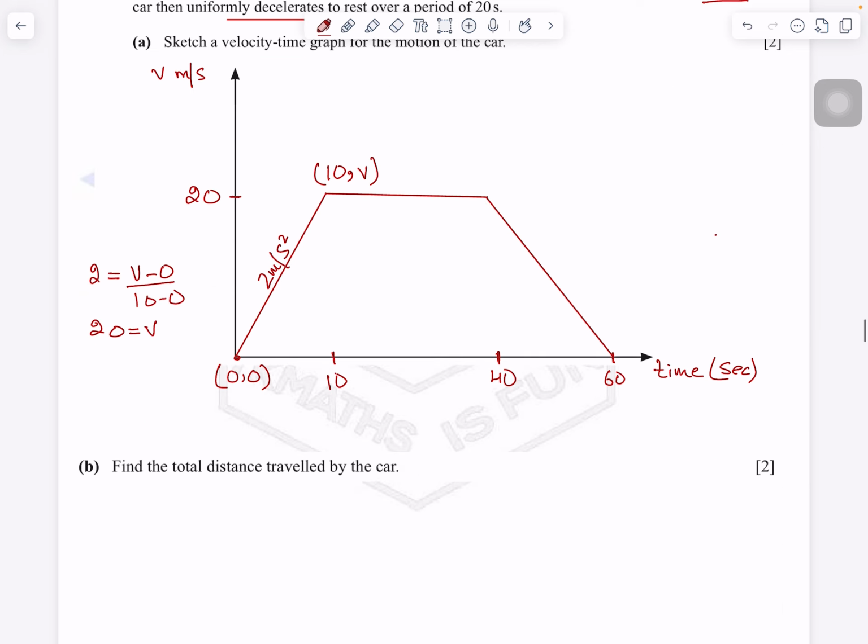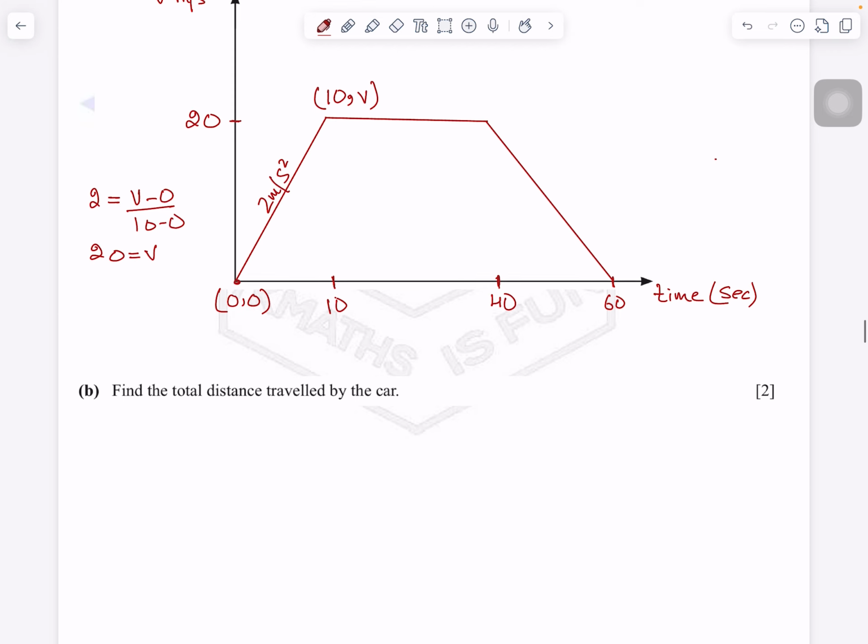Find the total distance covered by the car. In the velocity time graph, the area under the curve is basically your distance, right? So this is the shape of a trapezium. You can apply the formula for the area of a trapezium, which will give you the distance covered by the car in this journey. So area is the distance which we have to calculate.